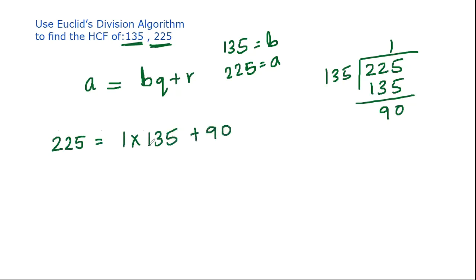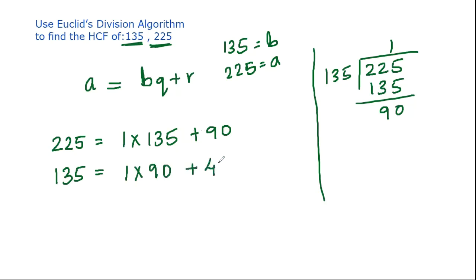Now in the second step, we are taking this 90 as our divisor and 135 as the dividend. So we can write 135 is equal to which number times 90? How many 90s are there in 135? Actually, no need to divide all these times; we can do this in our mind. Obviously, only one 90 is there in 135. So we can write 1 times 90, and the remaining is: 90 plus 45 you will get 135. So 45 is the remainder here.